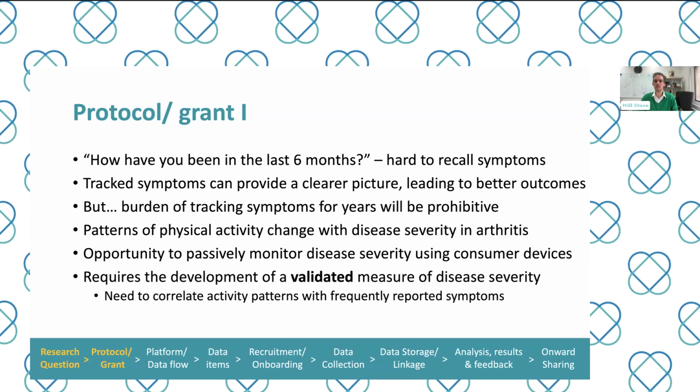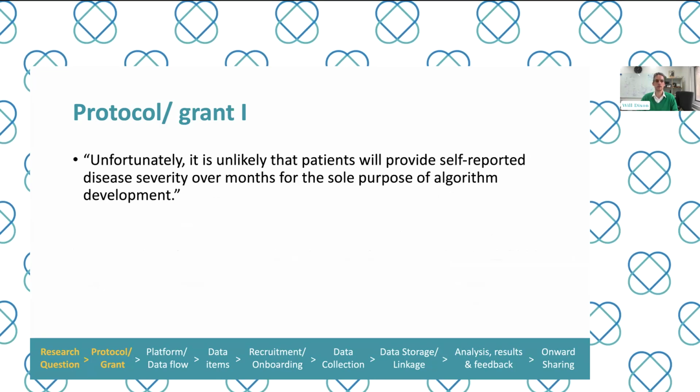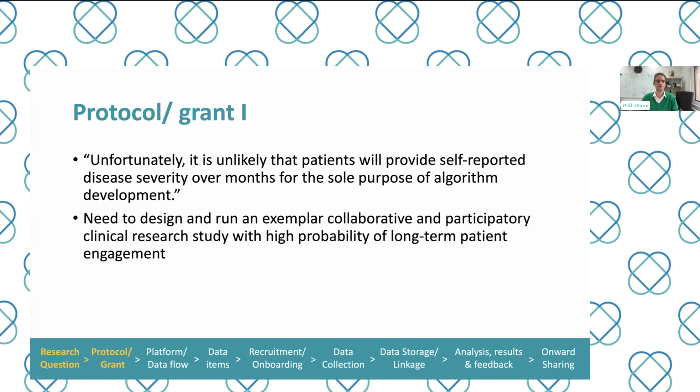If we are to use passively monitored disease severity, that requires us to develop a validated measure of disease severity. And we can only do that if we correlate the activity patterns with regular measures of disease severity. So you need frequently reported symptoms. And as we said in the application, unfortunately, it is unlikely that patients will provide self-reported disease severity over months for the sole purpose of algorithm development. Please, would you like to take part in a study that's developing a validated, passively collected disease severity measure for rheumatoid arthritis? People would have lost what we were saying when we were halfway through the sentence.